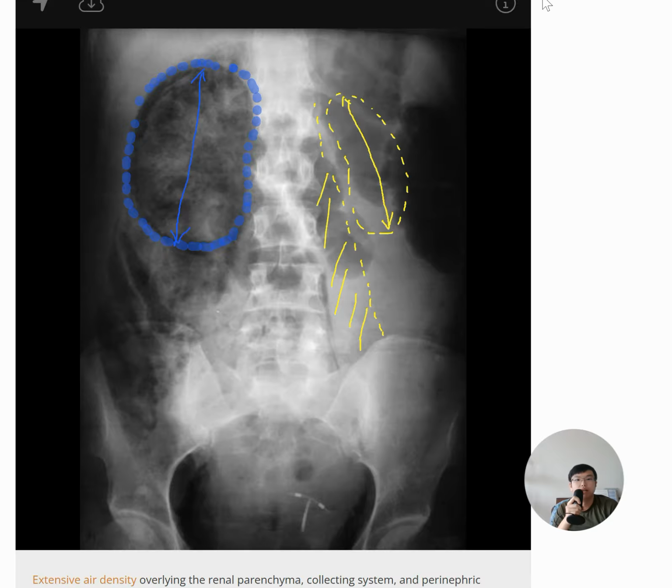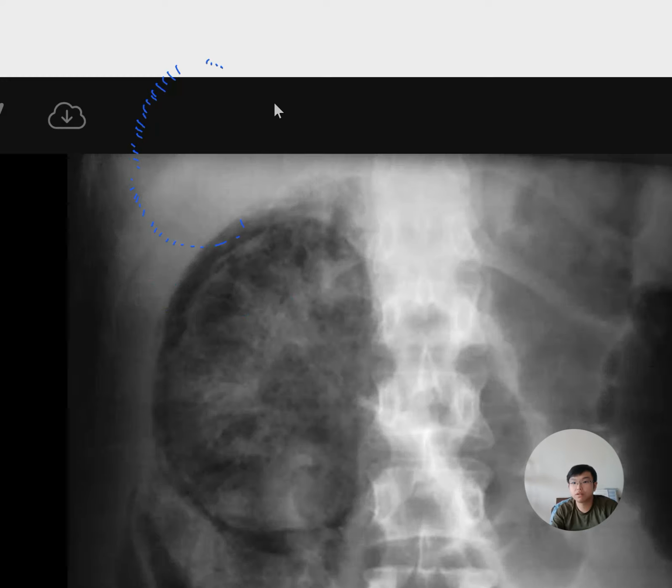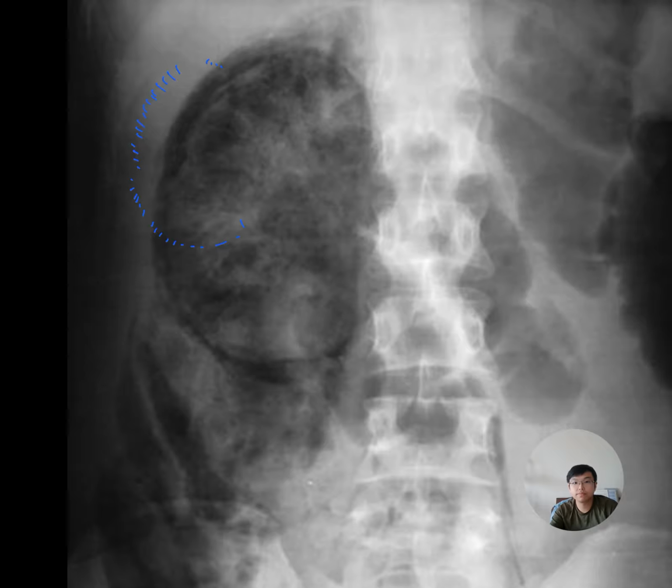Okay, so apart from gross enlargement, you see that there are some gaseous lucencies which are particularly abundant around the perinephric region, like this. Okay, how about the gas that is within the renal shadow? So let us zoom in for further discussion. Why do I need to zoom in?